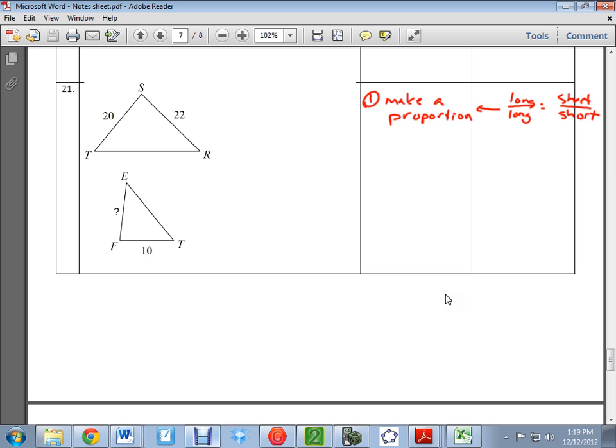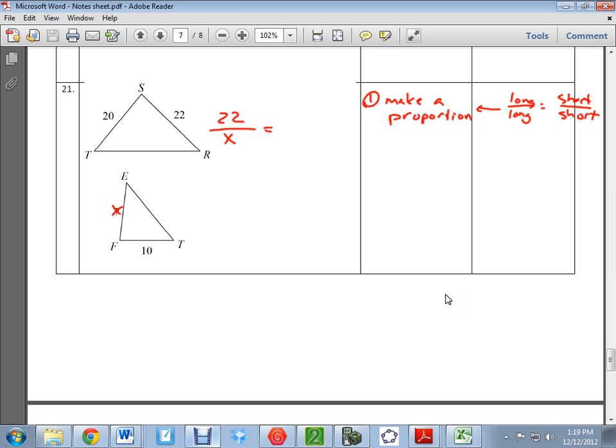What we need to do is say the long side to the long side. So, what is the long side, 20 or 22? 22 would go over top of the long side of the second triangle. Which one is the long side, 10 or the x? That is where the question mark is. X is equal to... Now I need to relate the 20 to the 10, but what number is on top, 20 or 10? 20 has to be on top.